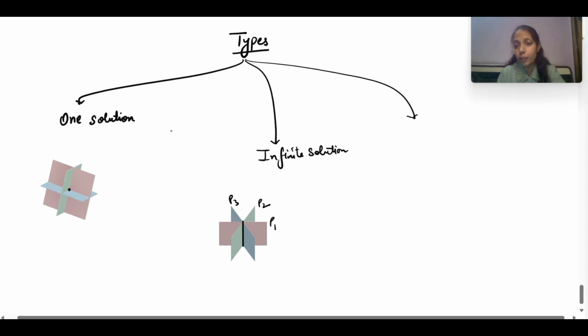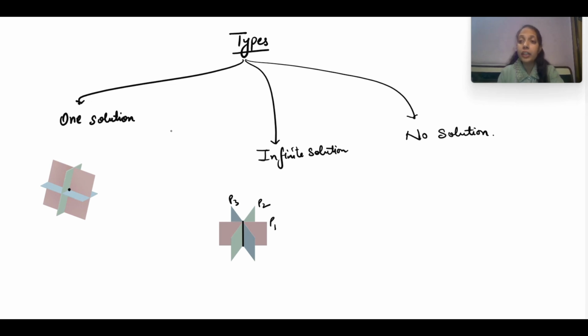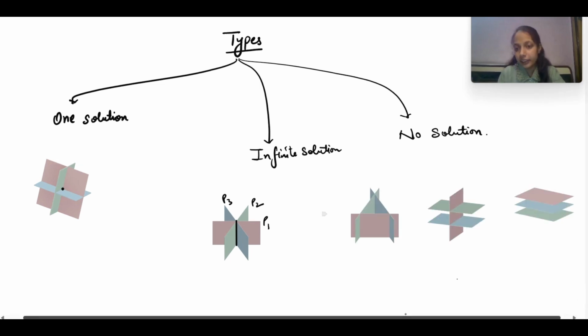Next is no solution. No solution means three planes are there. Maybe two planes intersect, maybe one plane intersects with the other, but not all three intersect. This is how it looks. You can see this is a plane, this is a plane, they are intersecting here, but the third plane does not intersect here. All three do not intersect at a single point. This is a possible case, all three are parallel. This is the case where two are parallel and perpendicular to the third one, and this is another case possible for no solution.